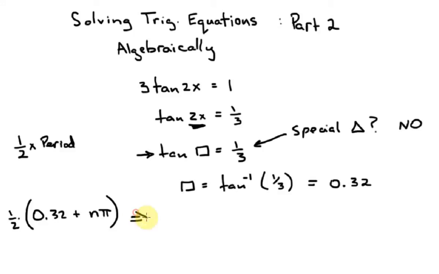So here's what my actual answer now is. When I've done that, I got 0.16 plus multiples of, and don't forget to multiply the 1/2 by the n pi, so it's multiples of pi by 2. So this is my final answer.